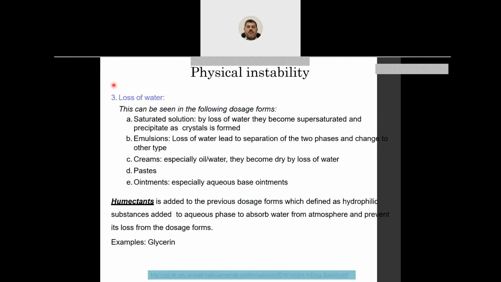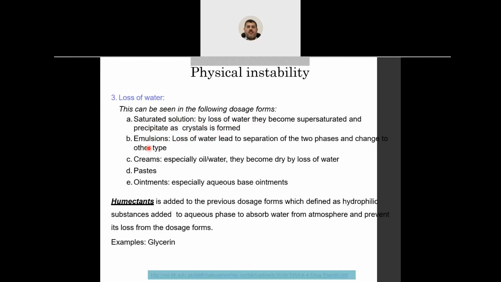In some dosage forms, the physical change will be loss of water. This can be seen, for example, in saturated solutions. They will start to lose water and then will become supersaturated. So the precipitation will start to occur and we will see it as the formation of crystals.